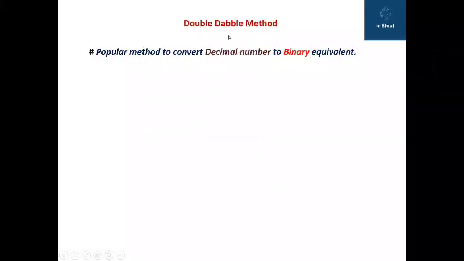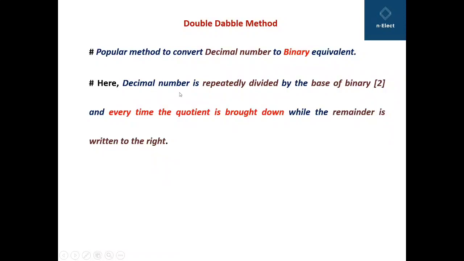Now, the double method. What is this double method? It's a popular method to convert a decimal number to its binary equivalent. Here the decimal number is repeatedly divided by the base of binary, that is 2, and every time the quotient is brought down while the remainder is written to the right. Division is continued till the quotient is 0.